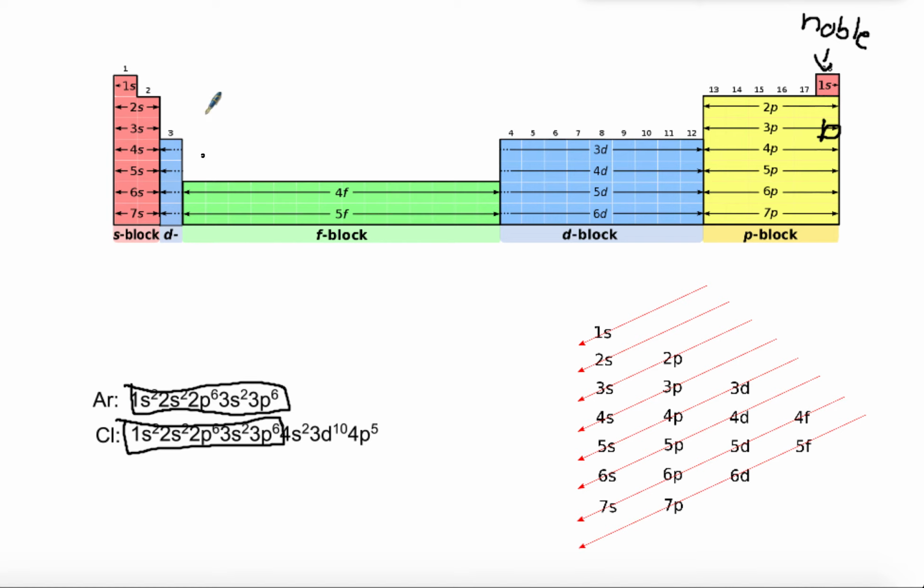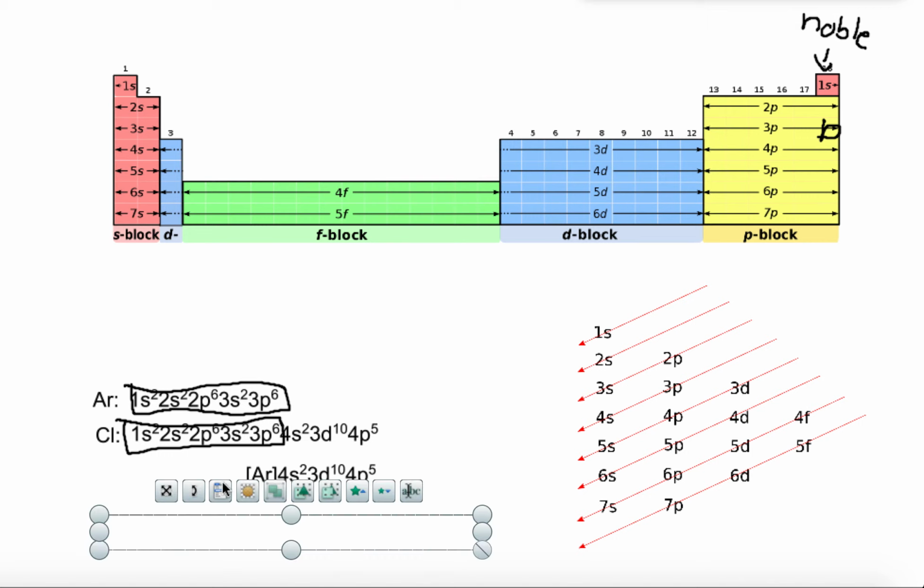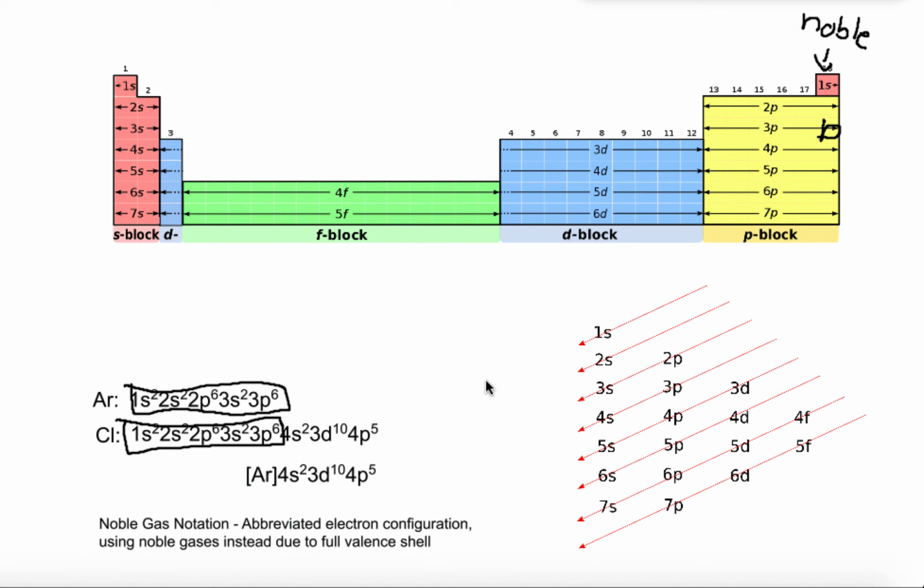So we can actually use argon to substitute in here. Instead of having to rewrite 1s2, 2s2, 2p6, 3s2, 3p6, we could just take all that info and substitute it because we know that belongs to argon. So if we just substitute the argon symbol in here, it's essentially replacing that entire chunk, and then the chlorine notation is just whatever we have left. So this is referred to as the noble gas notation, where you're essentially just using a noble gas to substitute part of an electron configuration.